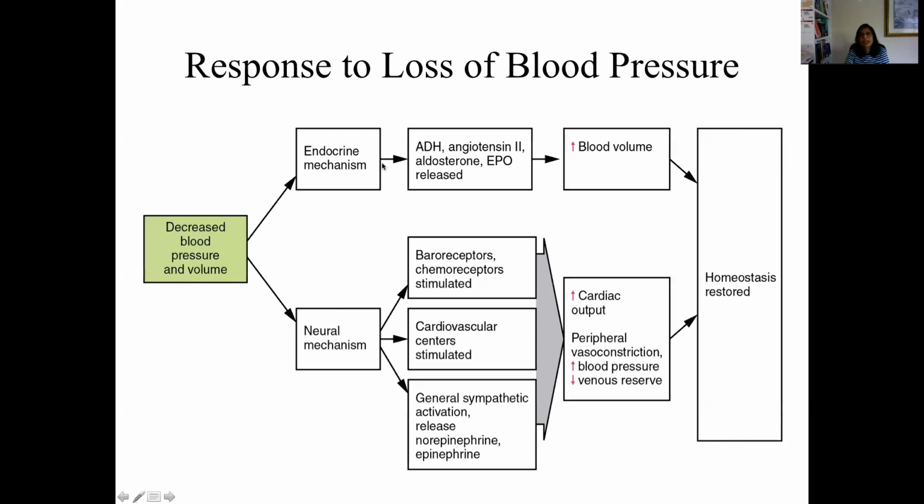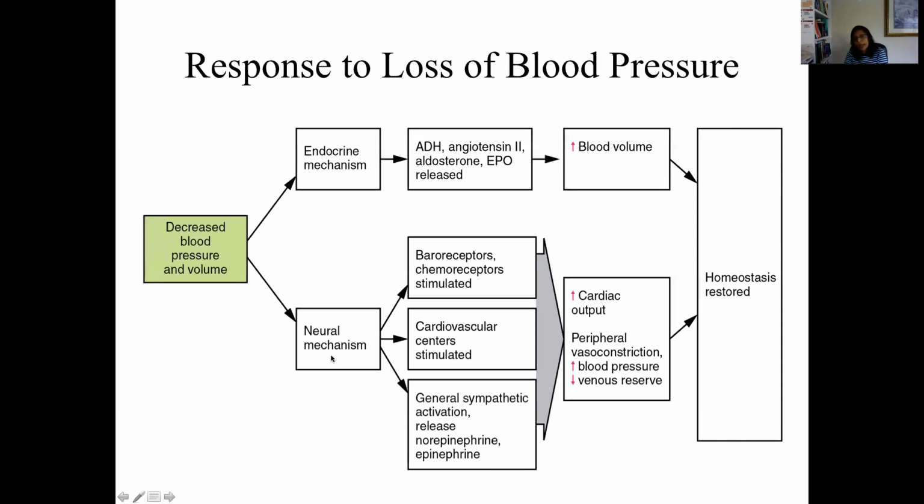So ADH is good, and angiotensin 2 is a very potent vasoconstrictor, and therefore that again increases pressure. Aldosterone reabsorbs sodium ion and indirectly reabsorbs water, and therefore it increases blood volume and blood pressure. EPO increases blood volume by increasing the production of red blood cells. So that is how you would correct the situation.